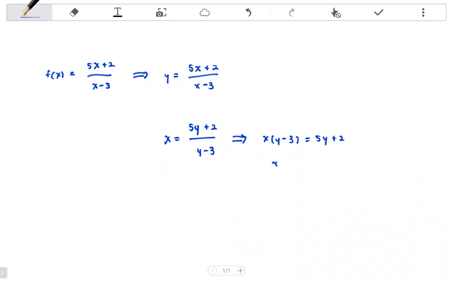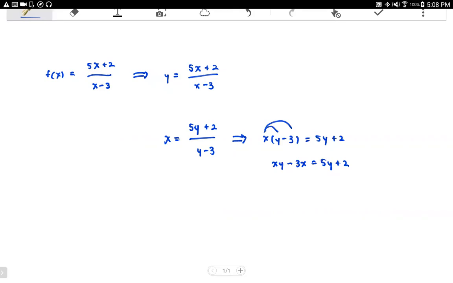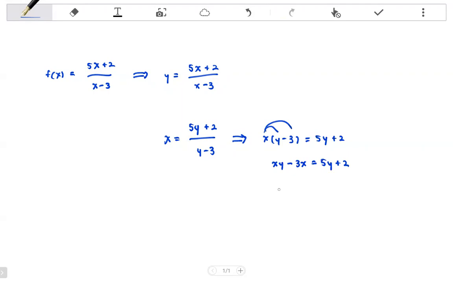And I'll just multiply that out. So xy minus 3x equals 5y plus 2. And we want all the y's on one side since we're isolating the y's. So let's move all the y's on one side. Let's move the 5y and take out the 3x to the other side, right? And to isolate y, now we can factor y out from this. So if I factor y, it's y times x minus 5 equals 3x plus 2.